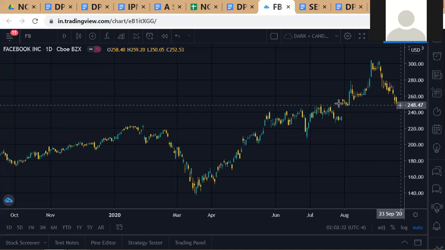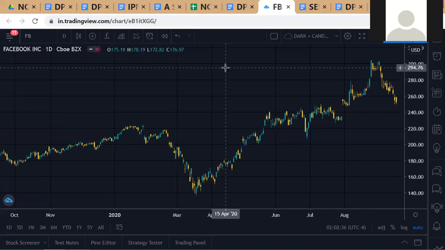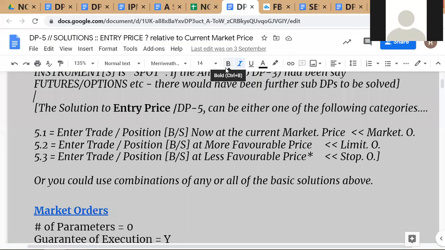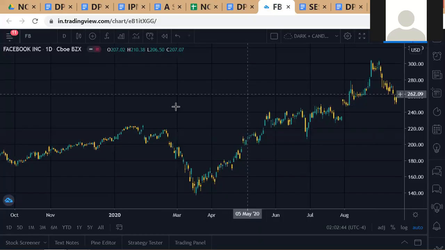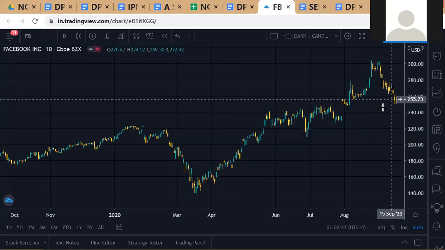So we have pretty much covered DP5 already, which is probably also a good thing, because you are trading in your project right now. You need to have some kind of idea. So this is essentially what it is. Although Facebook is not one of your tickers, it doesn't make a difference.